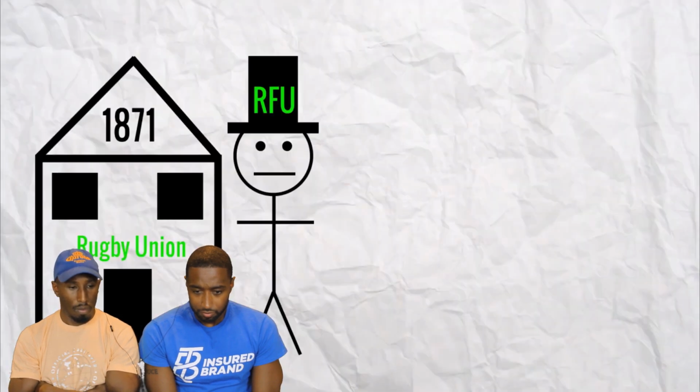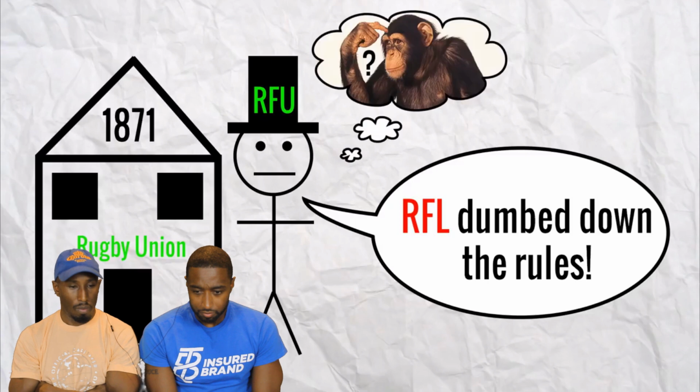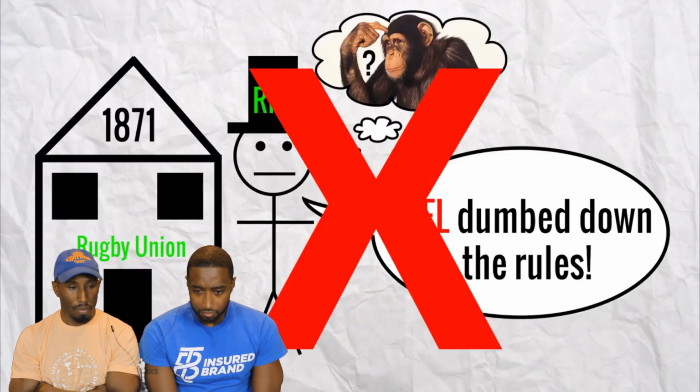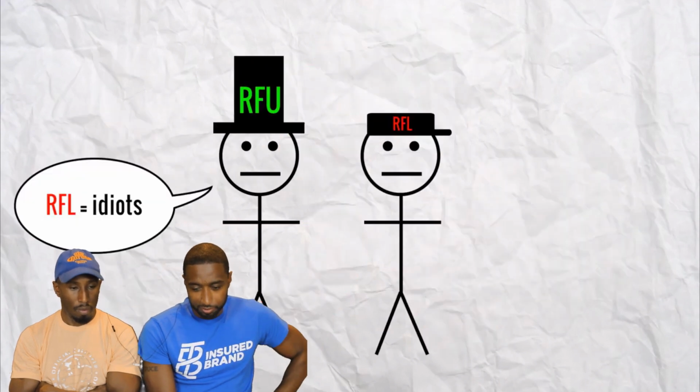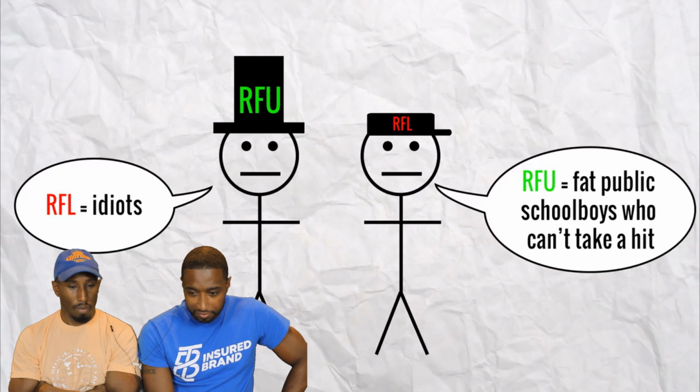Union fans would argue that they dumbed down the rules because their tiny little northern monkey brains couldn't understand Rugby Union, but this is certainly not the case. Union fans refer to Rugby League players as idiots, whereas League fans think of Union players as fat public schoolboys who can't take a hit.